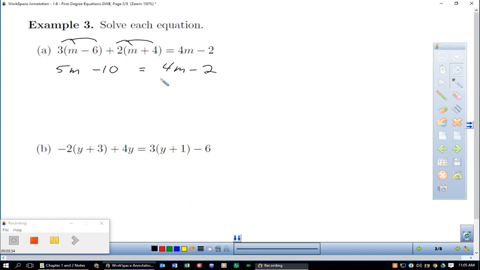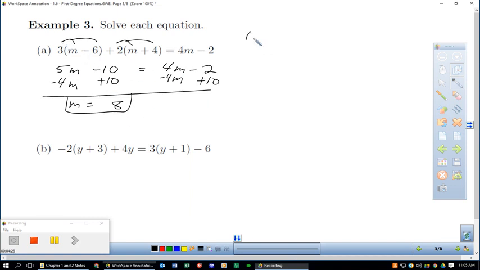Now we're going to move our variables to one side. So I'm going to subtract 4m from both sides. I'm going to go ahead and do this in one step: add 10 to both sides. So we get m equals, cancels, and +8. Now here's where it really would be smart to start checking. So that's 3 times 2, that's 6, plus 2 times 12, that's 24, so that's 30. 8 up here, that's 32, minus 2, which is 30. So it does check out.